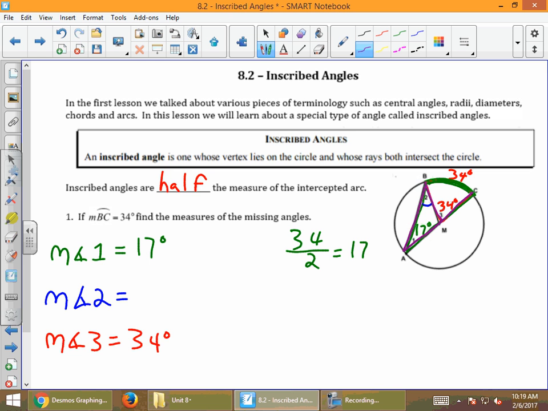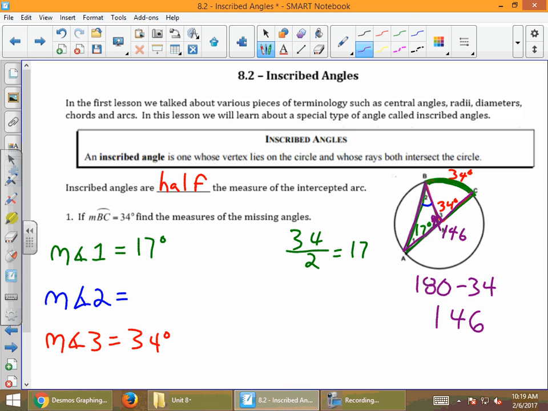Or this way, this is what a lot of people say: is AC a straight line? How many degrees are in a straight line? 180. Well, this is 34, so what's this one got to be? Don't I have to do 180 minus 34? Yes, you do. If I do 180 minus 34, I get 146. So I know that this angle right here is 146.